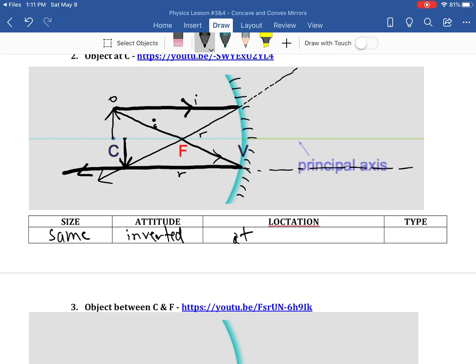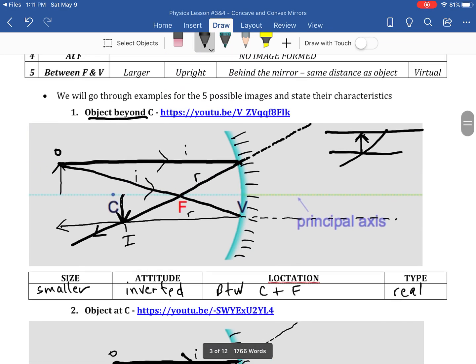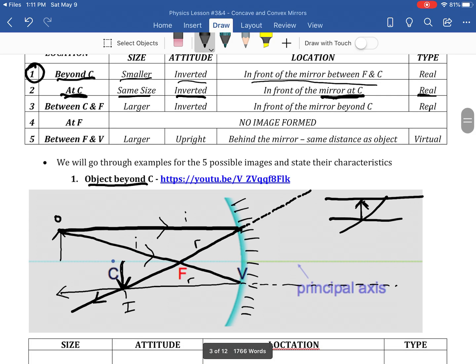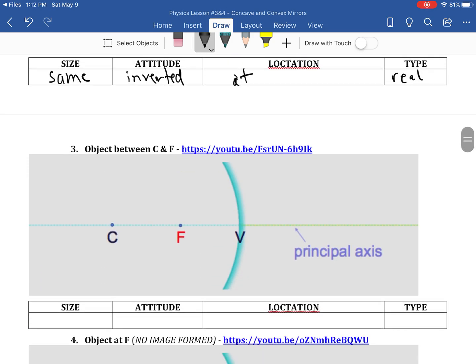So what is this? Is it real or virtual? It is real because it's in front of the mirror. Okay, so that's case number 2. All right, at C. Same size, inverted, in front of the mirror, at C, and it's real. Let's take a look at the next case.